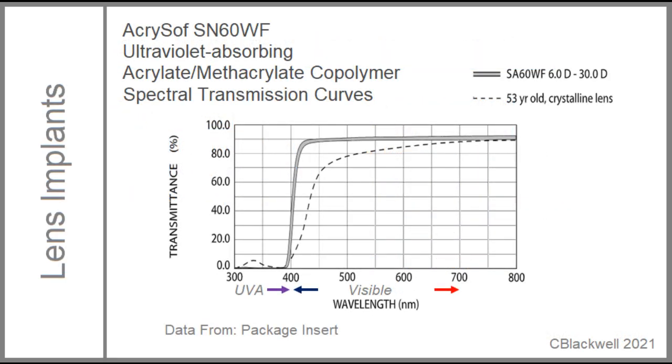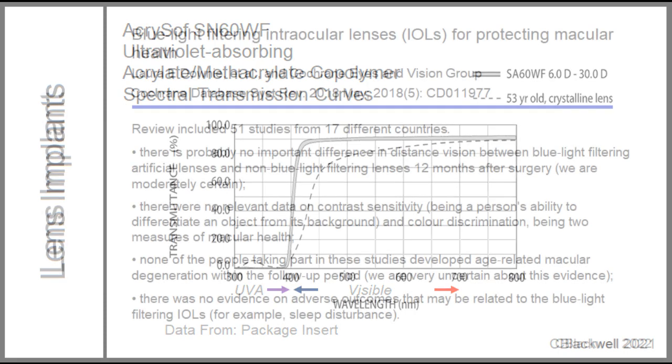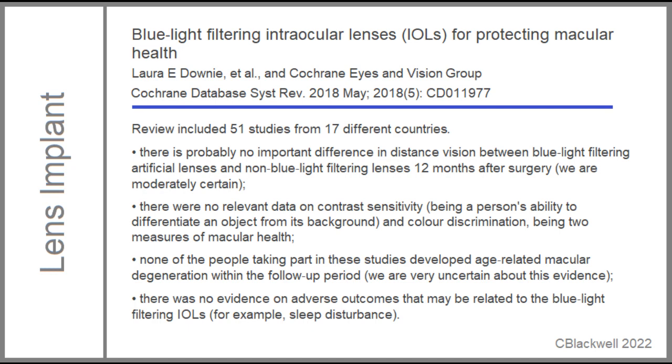All modern lens implants contain a UV absorber to protect the retina. For comparison, the dashed line shows absorption for a middle-aged human lens. Whether to add a blue light absorber is a subject of current controversy. Some believe that adds additional protection for the health of the retina. Others believe it interferes with blue light input to circadian rhythms. A 2018 Cochrane review does not find evidence for either positive or negative effects.